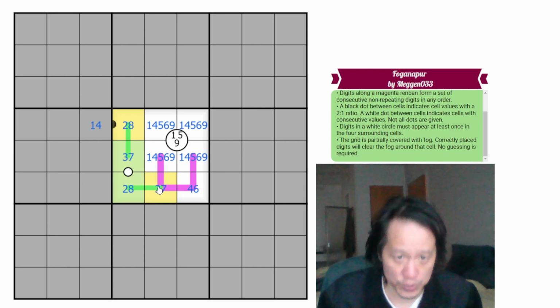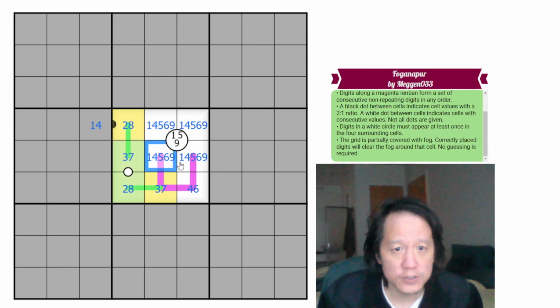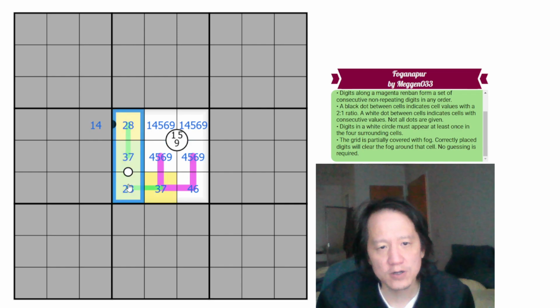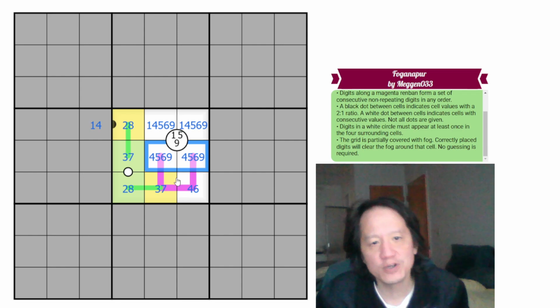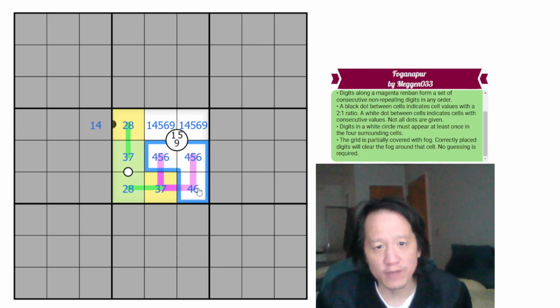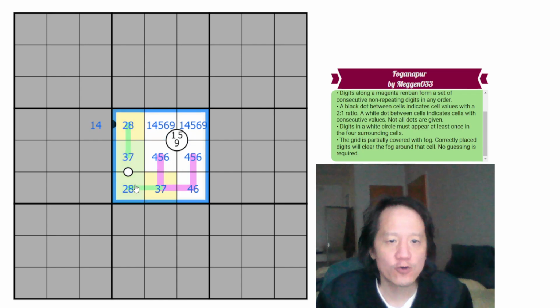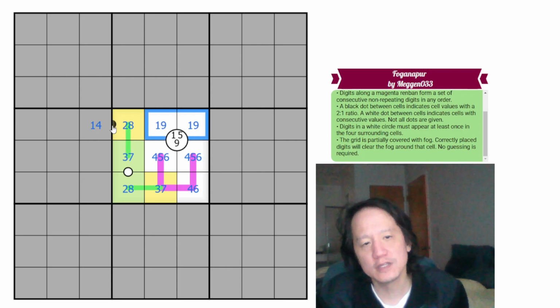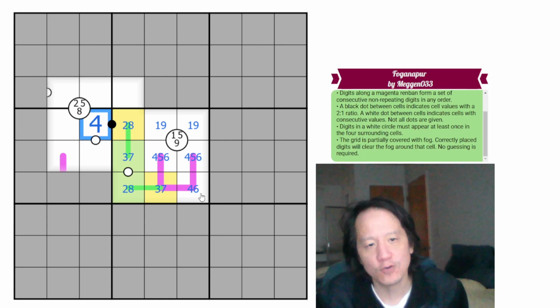If this is 3, it cannot contain a 1, because the 2 has to be one of these. So this can't be 1, it has to be 4, 5, and 6. If this is 7, the 8 has to be here, so the 7 cannot be on the Renban, the 8 cannot be on the Renban line, so therefore 9 cannot be here. Therefore, we have a 4, 5, 6 triplet in box 5, which means 4, 5, and 6 cannot be in the rest of the box. Therefore, this is 1 and 9, which means this cannot be 1, this must be a 4.